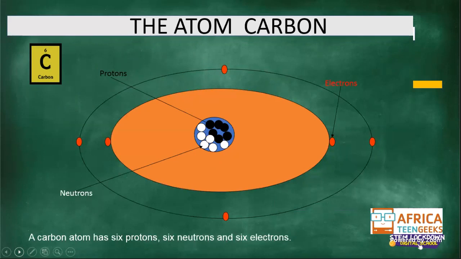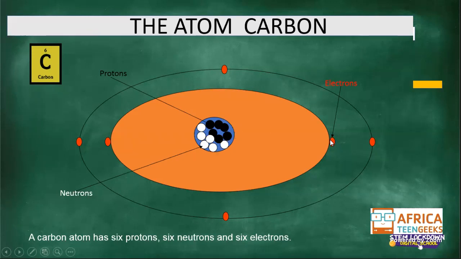Now you'll see it's different from the hydrogen atom that I showed you. Now in this carbon atom, if you look here at the symbol before we look at the atom itself, you'll see a 6 above it. So this 6 is the atomic number, and it means that it has 6 protons inside. So look at the nucleus now, and you can see 1, 2, 3, 4, 5, 6. So it has 6 protons. And because it has 6 protons, it has 6 neutrons. So it equalizes the nucleus.